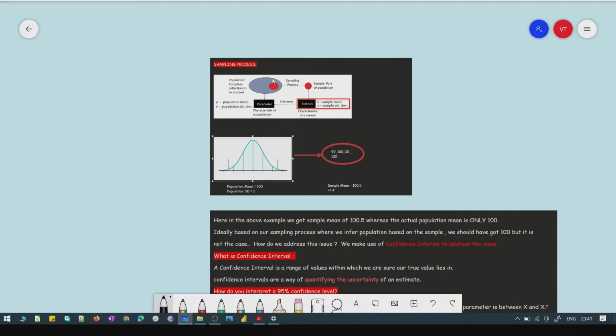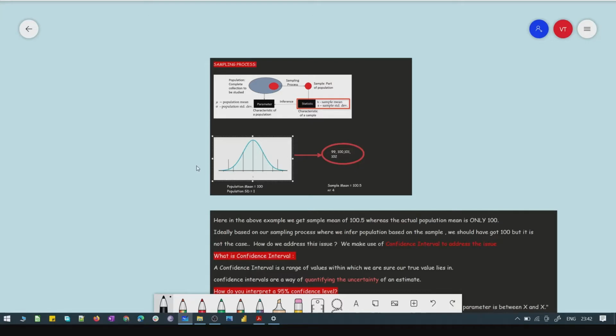In short, you won't be able to study all of the data. You take a small data set, study it, and measure the characteristics for that small data set, which is referred to as statistics, and use those statistics to infer the population parameter. This whole process is referred to as the sampling process. Let's look at an example. What I have given below is an example.